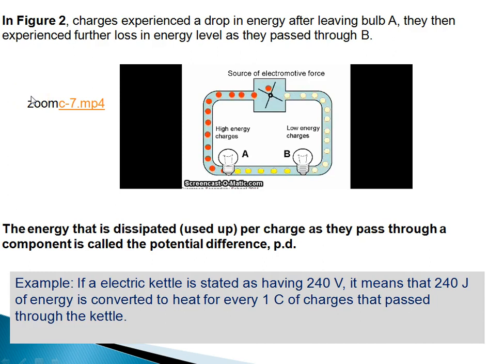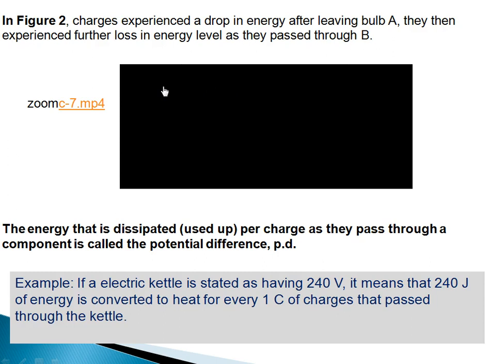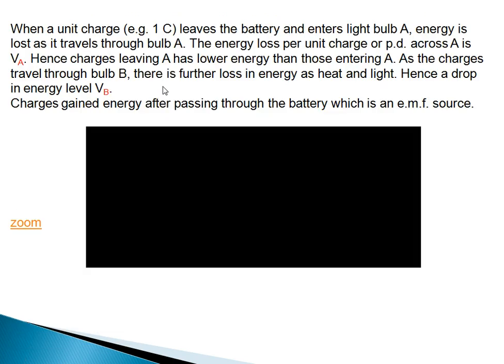Here we are observing that there are two bulbs connected in the circuit. When the electron comes out from the battery, it has higher energy, a red particle, but when it comes out from bulb A, energy is decreasing. Again from bulb B, energy is decreasing. So now it is clear to you what is the EMF and what is the potential difference. Without EMF, you have to keep in mind, water cannot be pumped back to the source.